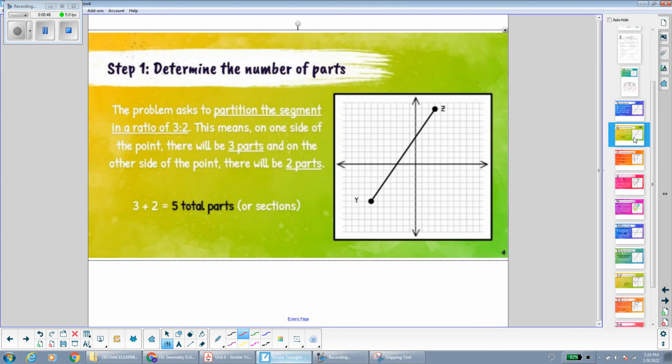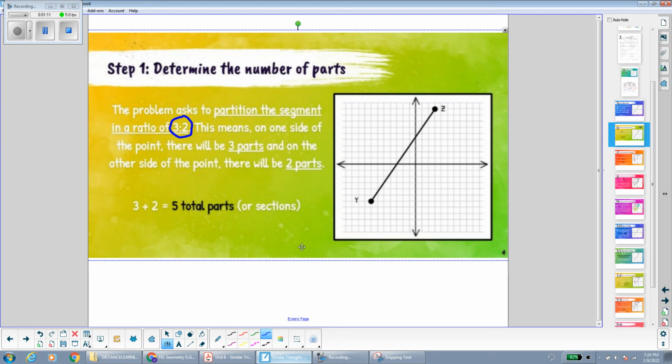So here we have a problem. If we take a second and read the problem, it asks us to partition, or split up, or divide the line segment in a ratio of 3 to 2. I'm going to circle that because that's important here. We have a 3 to 2 ratio. That's how we're going to be dividing this line segment.